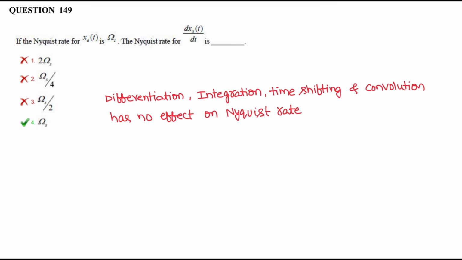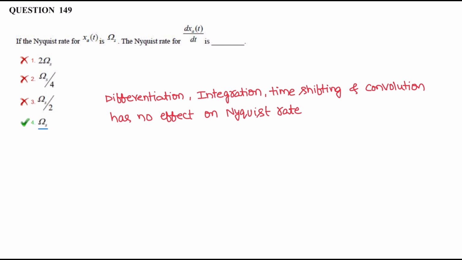Next question. The Nyquist rate for signal x of t is omega s. The Nyquist rate for d by dt of x of t? We know that differentiation, integration, time shifting and convolution have no effect on Nyquist rate. Therefore, the Nyquist rate remains the same. Once the signal is differentiated, integrated, or time shifted, its Nyquist rate doesn't change. So Nyquist rate remains omega s.